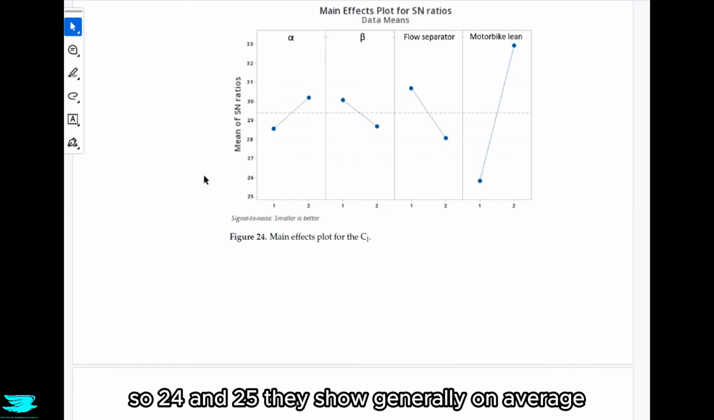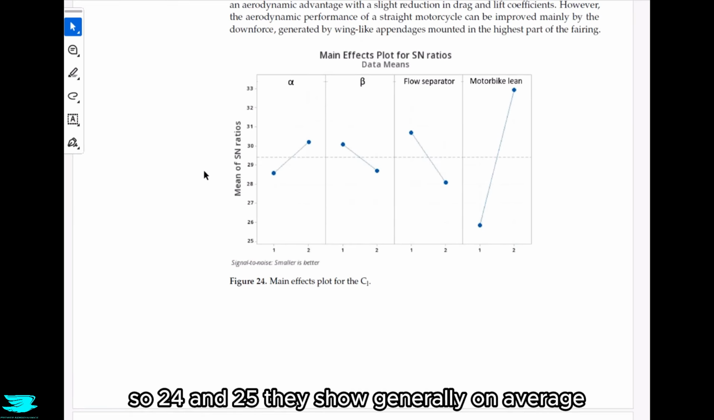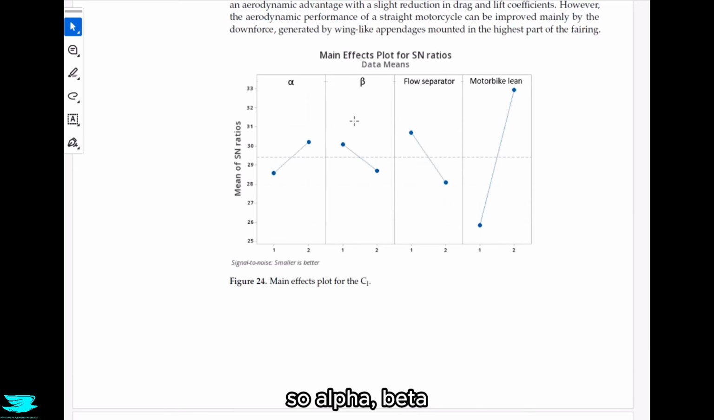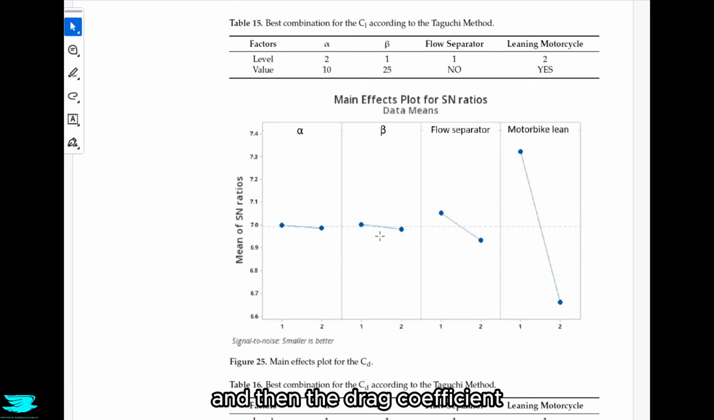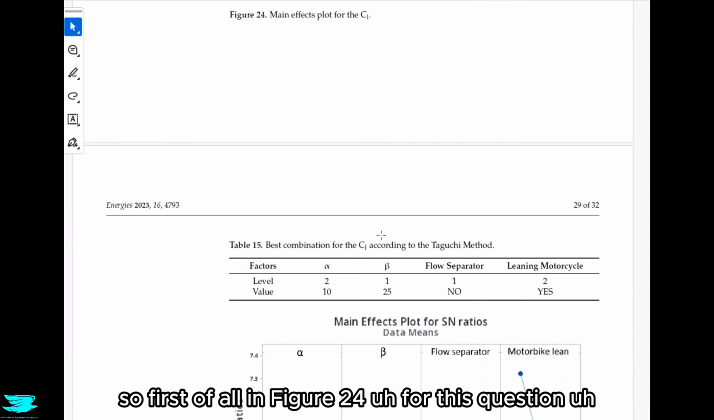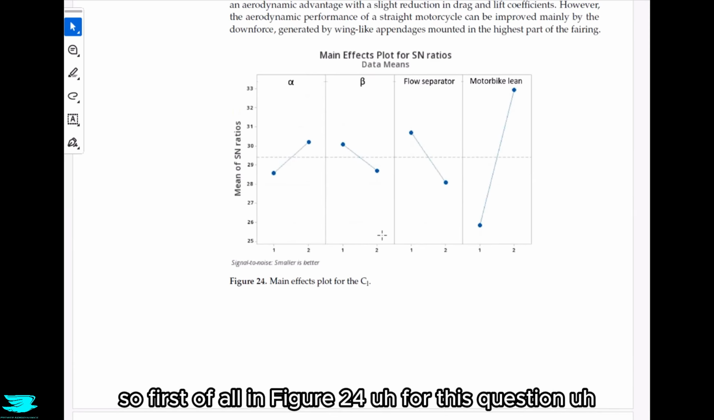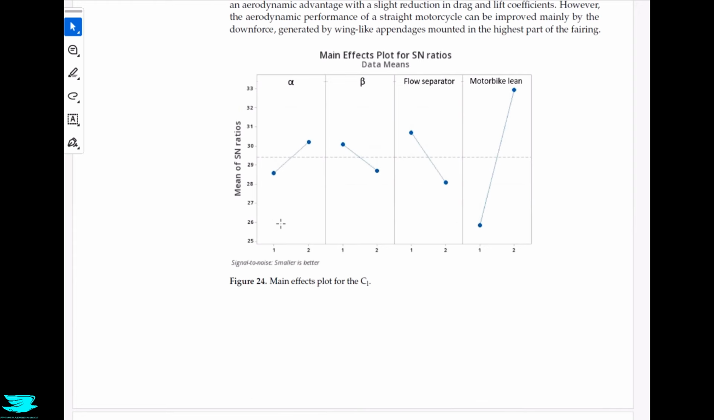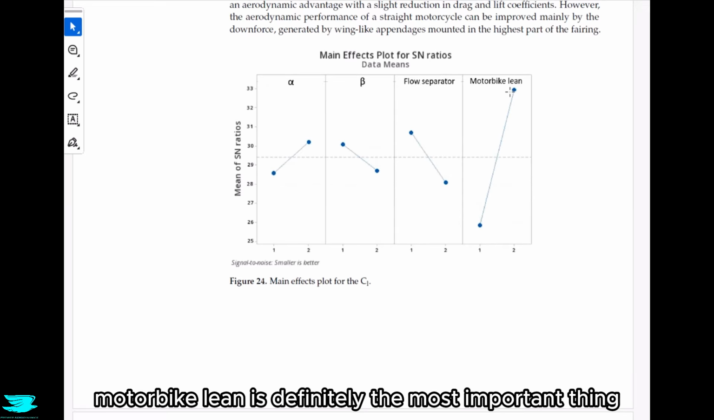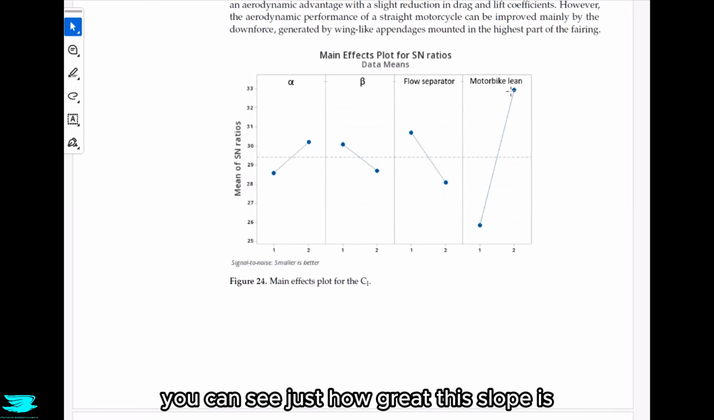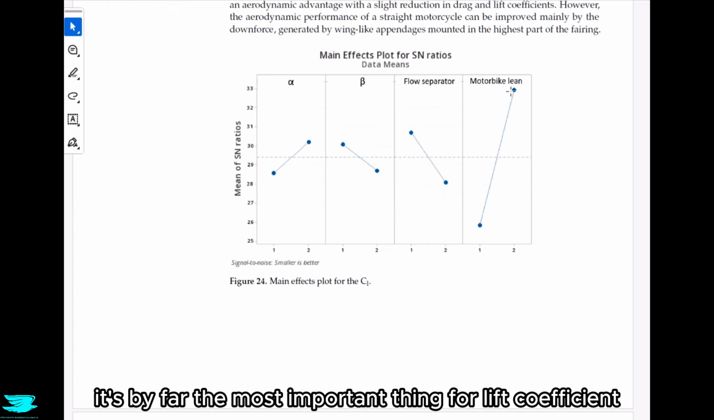So 24 and 25, they show generally, on average, how these different parameters, so alpha, beta, flow separator, and motorbike lean, affect the lift coefficient and then the drag coefficient. So first of all, in figure 24, for the lift coefficient, it's very obvious that motorbike lean is definitely the most important thing. You can see just how great this slope is. It's by far the most important thing for lift coefficient.